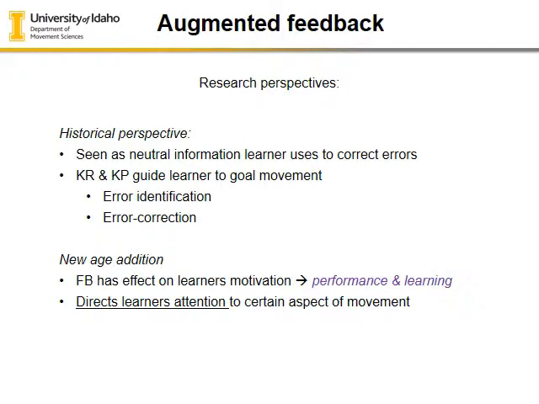It's seen as neutral for an information learner using the feedback to correct the errors. But now, feedback has an effect on the learner's motivation, and we know that there's a performance and learning effect on the type of augmented feedback given and the way that it is given, right? And so what we want to do with the feedback, especially the knowledge of performance and knowledge of results, is be very cautious of how we do it and direct the learner's attention to certain aspects of movement.